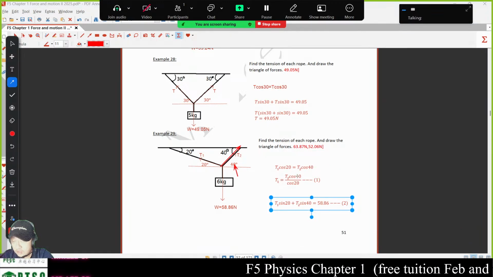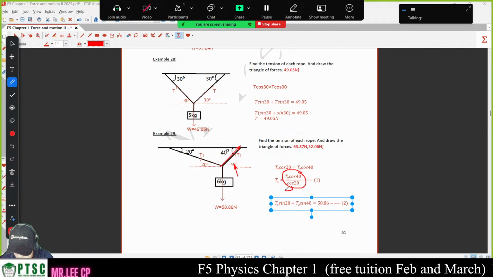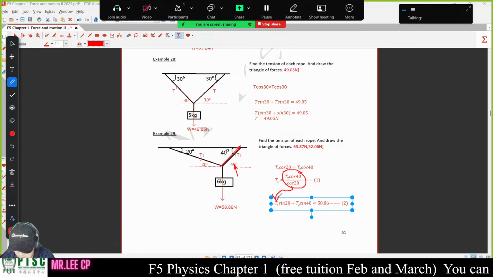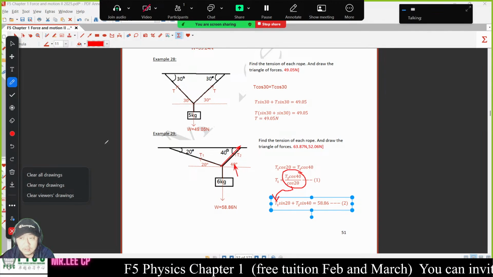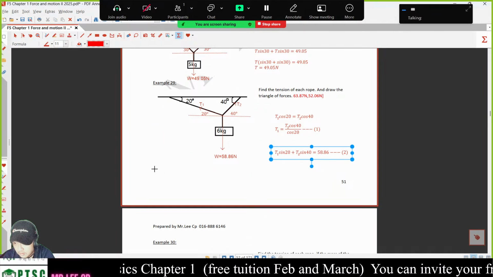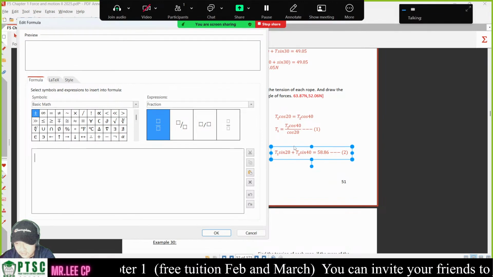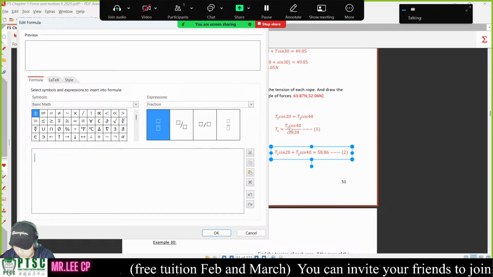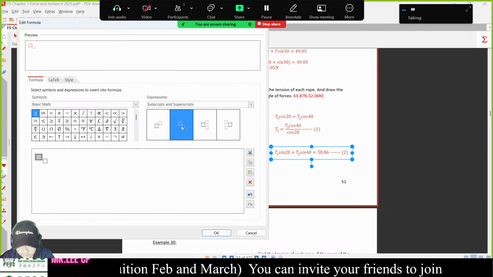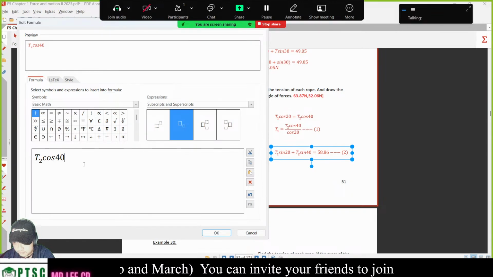So now you are going to substitute this T1 into here. If I substitute, what will I have? I do it here so that I can see. So now T1 is T2 cos 40 divided by cos 20.